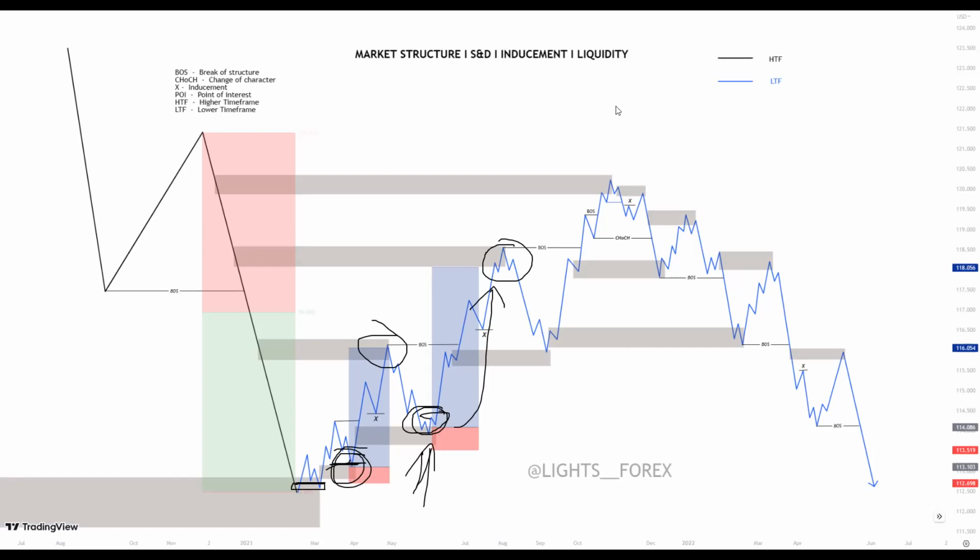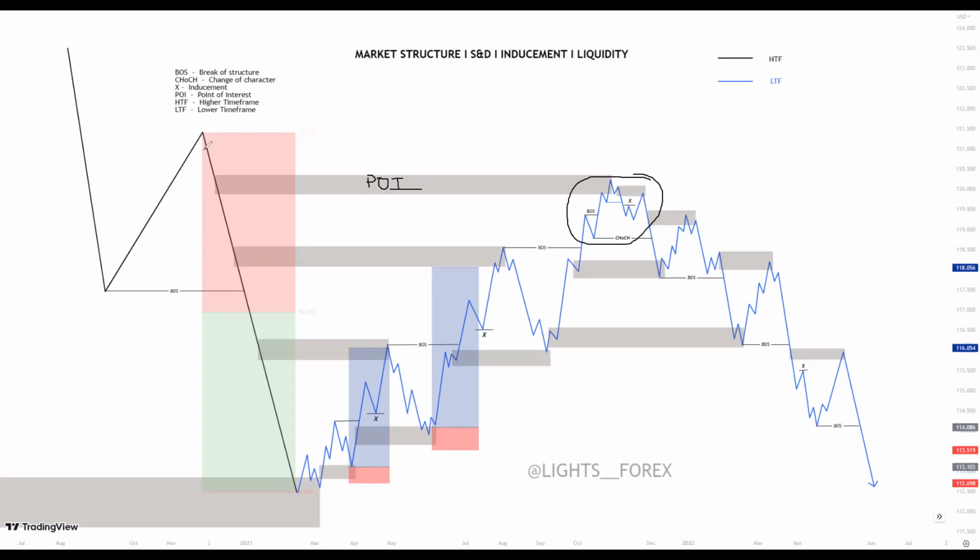Now, until the price is here on this area, until the price is there on that area, this is our last point of interest. It doesn't mean that the price will always come to the last point of interest. You may find that probably there was another one there.